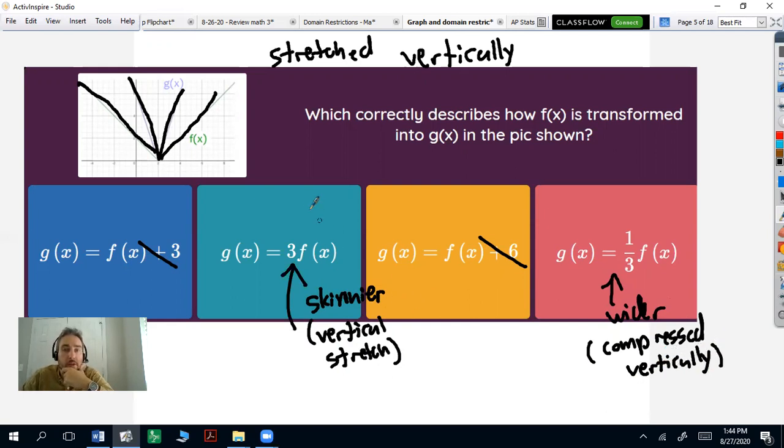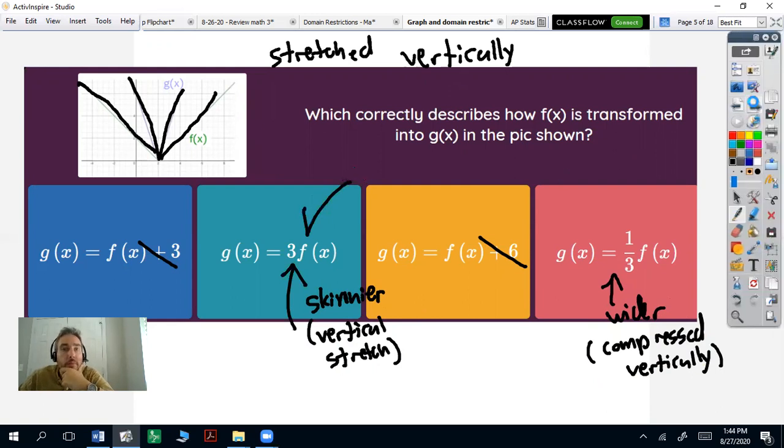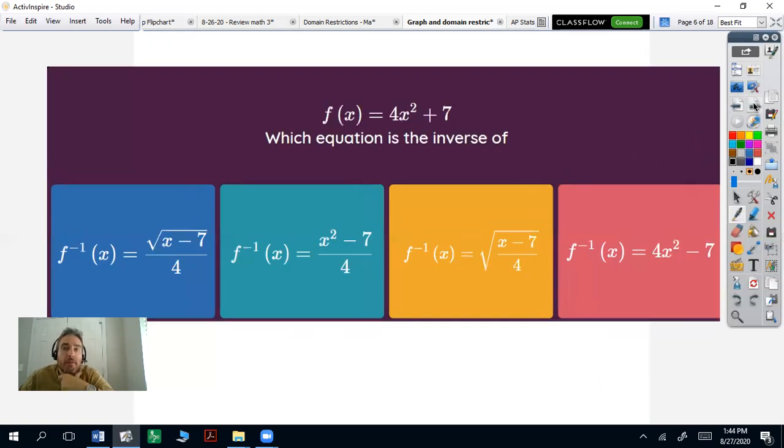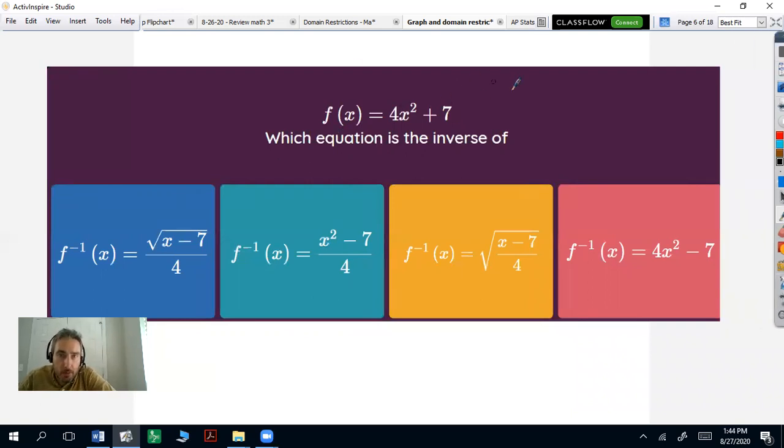So it's going to be this one here. Okay, finding the inverse. I think most of you are here now, but let's just go over the rules for finding the inverse. First, you want to switch the x and the y. So x equals 4y squared plus 7. Then you want to solve for y.